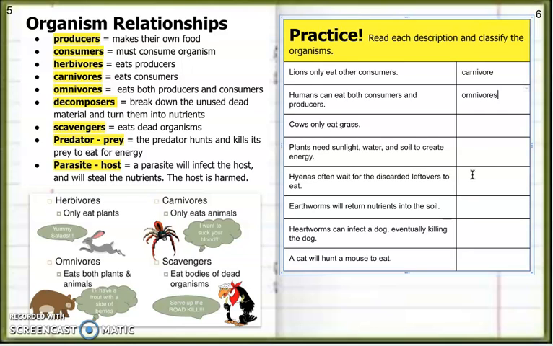All right. Cows only eat grass. Oh, that's a herbivore. So you're going to do: plants need sunlight, water, and soil to create energy. Hyenas often wait for the discarded leftovers to eat. Earthworms will return nutrients into the soil. Heartworms can infect a dog, eventually killing the dog. A cat will hunt a mouse to eat.